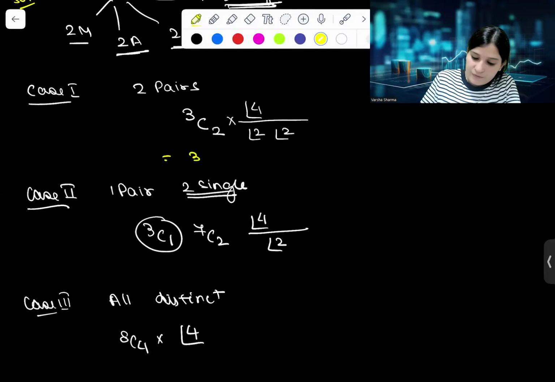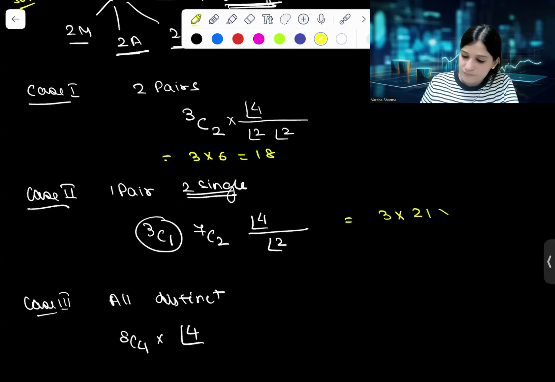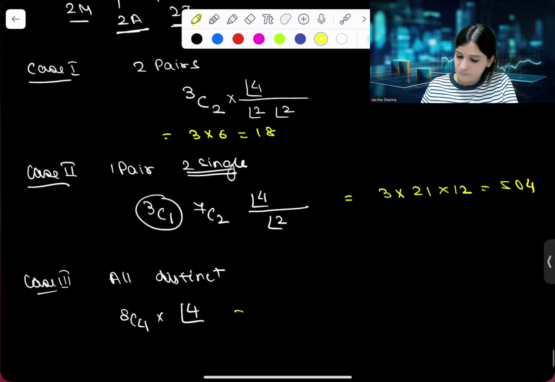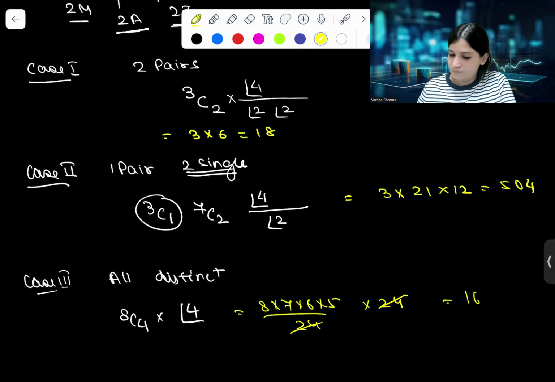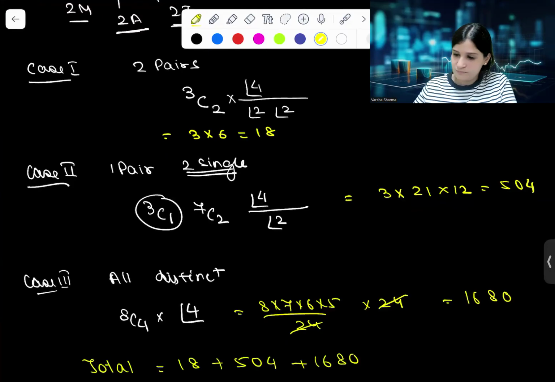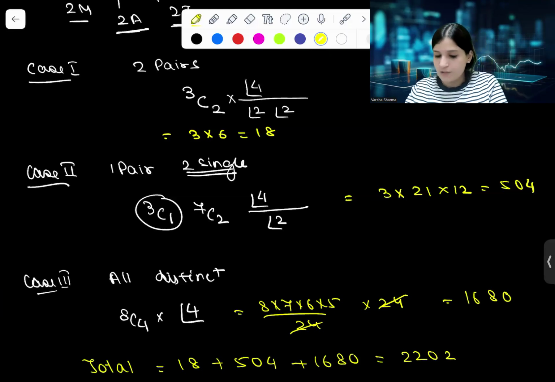3C2. 18, I think. Total, I'll add them. Double 202. Is the calculation okay?